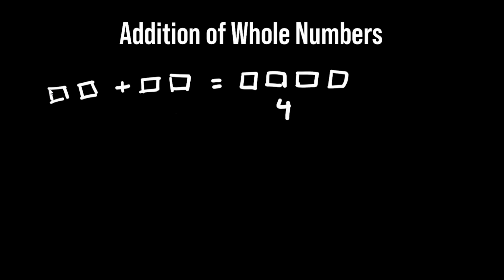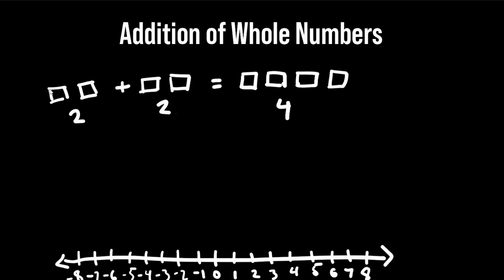To make it easier to understand, you can think of it as grouping these 2 squares into groups of 2. And now you have 2 squares plus 2 squares is equal to 4 squares, simply put. If you watched my last video, you know that the number line is a very helpful tool in mathematics in order to understand how numbers can correspond or relate to each other.